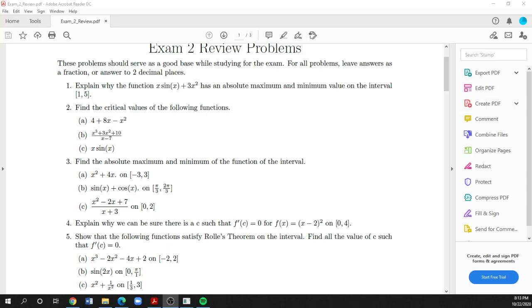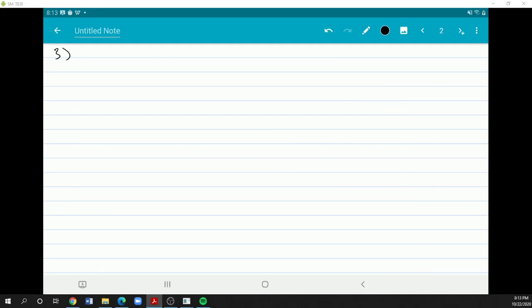Okay, so now we want to find the absolute max and min of the function on the given interval. So here we have x squared plus 4x on minus 3 to 3 for part A. So for A, we look for critical points first, and then we plug in any critical point on the interval and the endpoints. And this is basically using the extreme value theorem together with another theorem.